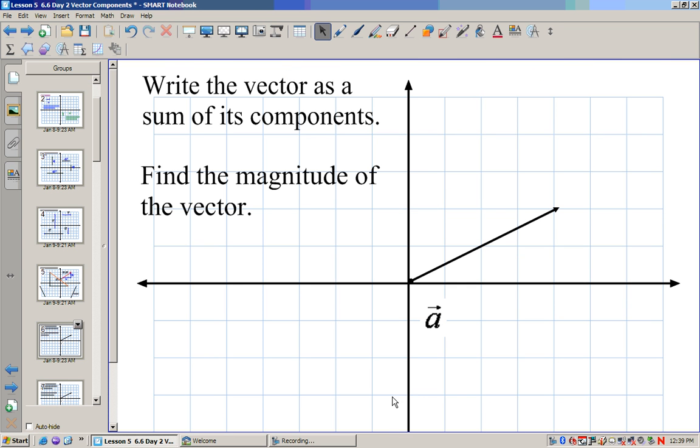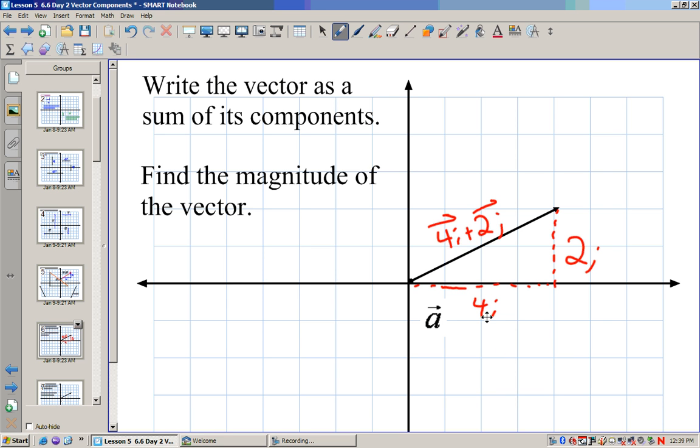Alright, moving on. Now if I want to write this vector as a sum of its components, what I have to do is look at how far it moves to the right and how far it moves up. This moves to the right 1, 2, 3, 4, so that's 4I. This goes up 2, so that's 2J. So this vector is 4I plus 2J.